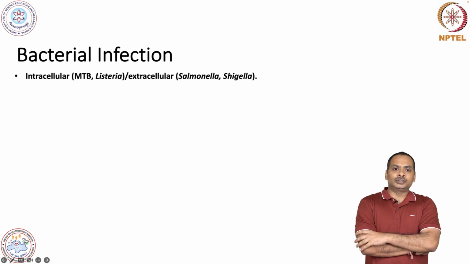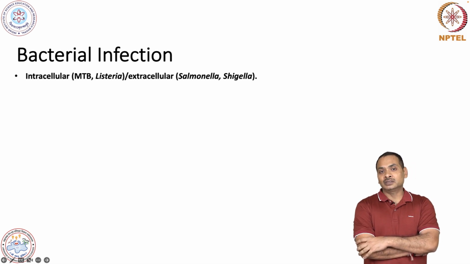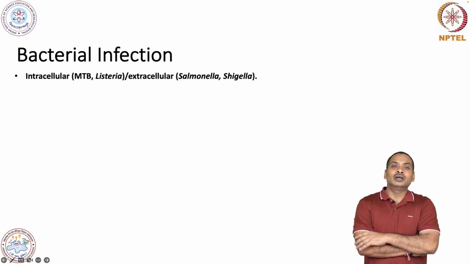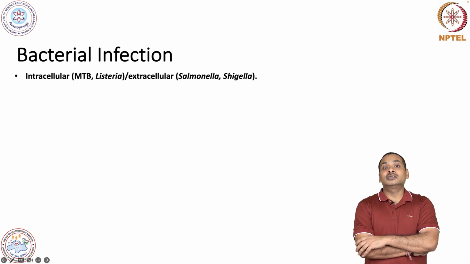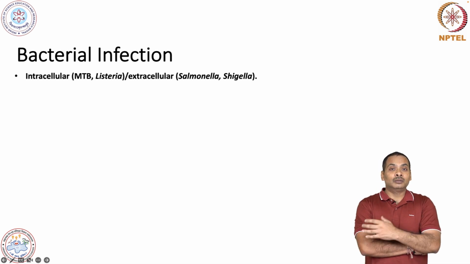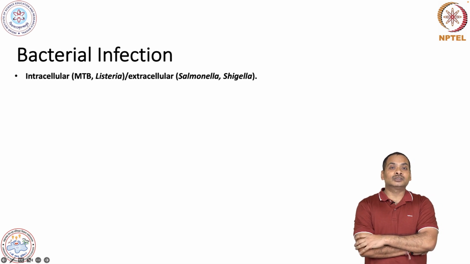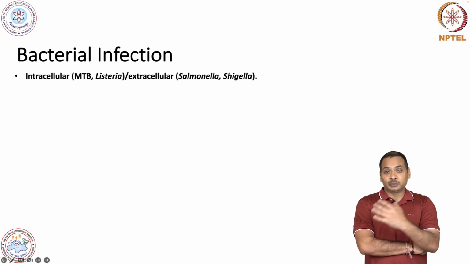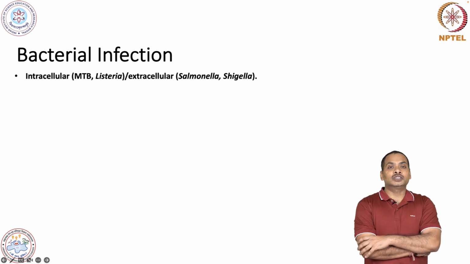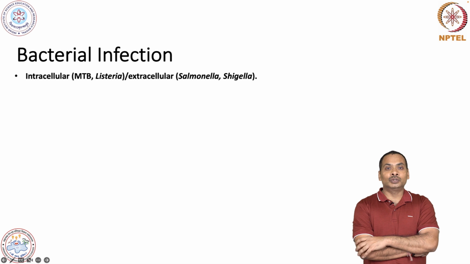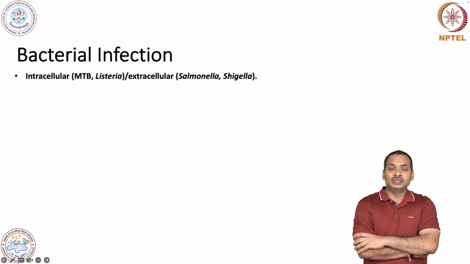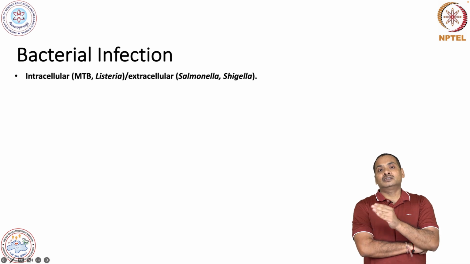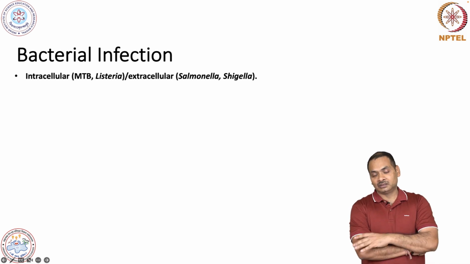Another infection could be extracellular. It means the infectious bacteria is outside the cell. An example is Salmonella infection. Probably you may be aware that there is a disease known as typhoid, which is basically caused by one species of Salmonella, which we call Salmonella typhi. There is another infection like Shigella. So, these are the extracellular bacterial infections.